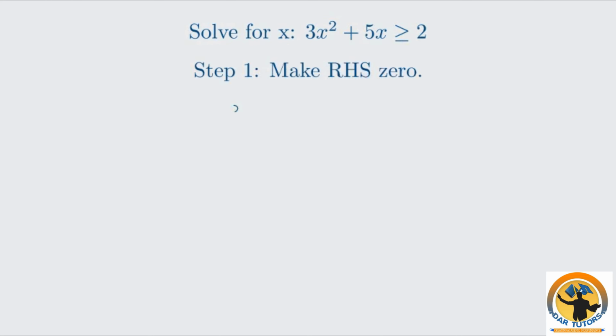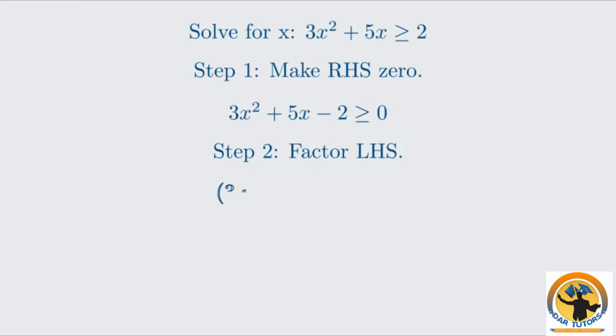Let's solve a quadratic inequality using this method. We want to solve the inequality 3x squared plus 5x is greater than or equal to 2. Step 1. Make the right-hand side 0. We subtract 2 from both sides to get 3x squared plus 5x minus 2 is greater than or equal to 0. Step 2. Factor the left-hand side. This quadratic factors into the quantity 3x minus 1 times the quantity x plus 2.